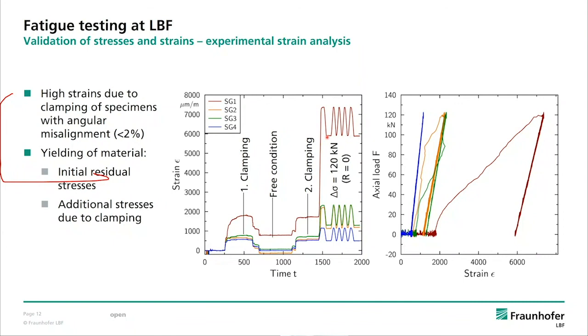And you see, if we apply the load, you get quite high strains. And this is quite important to really see what's happening, especially if we want to consider residual stresses. And we see here, we have high residual stresses in the beginning, and again additionally these clamping stresses. It means at the beginning of the fatigue testing, we are near yield. So we have really high tensile residual stresses up to the yield stress. And this is also important to understand the fatigue behavior.